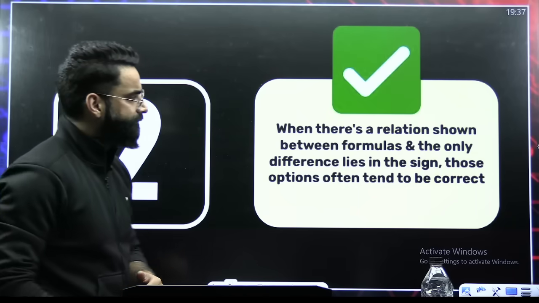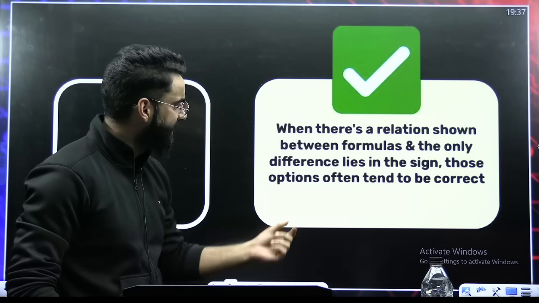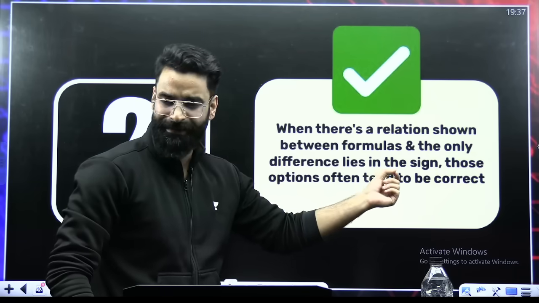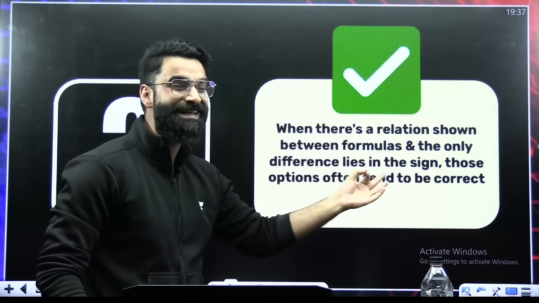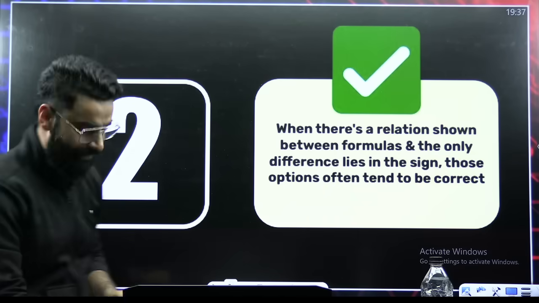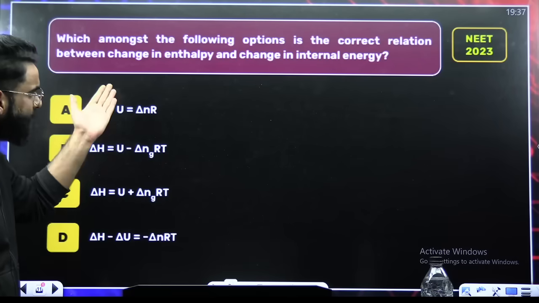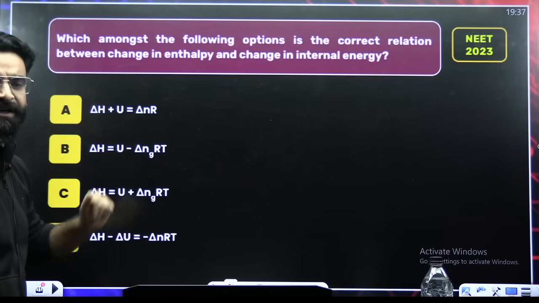Look at the second trick. When there is a relation between formulas and the only difference lies in the sign, those options often tend to be correct. What does that mean? Let's have a look. My dear students, for example, this is your question. We have to talk about the relation between delta H and delta U.